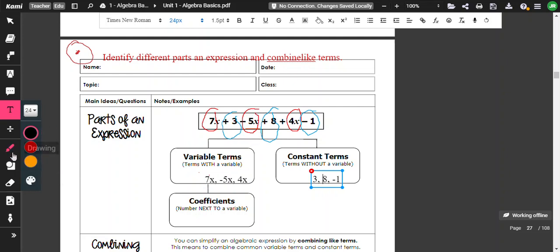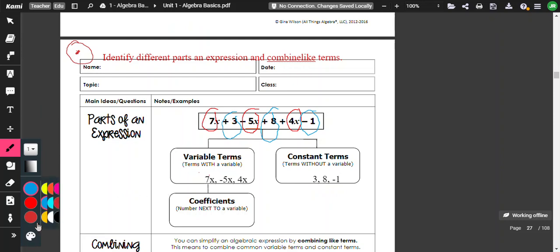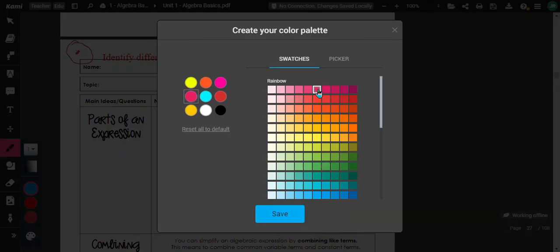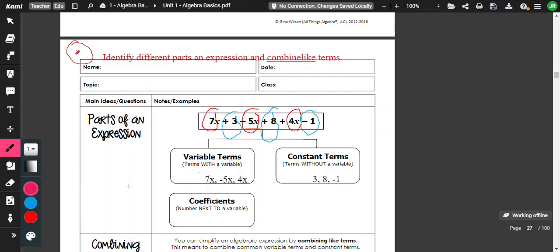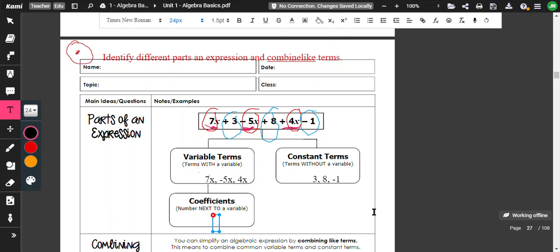Now, there's one more type of number that you want to be on the lookout for. And we're going to circle this in purple. This is what we call the coefficients. The coefficients are the numbers that are next to the variables. So right here, the coefficient for 7x is just the 7. The coefficient for negative 5x is negative 5. And the coefficient for 4x is positive 4. I'm going to write these right here in this text box. So the coefficients, once again, are 7, negative 5, and 4.